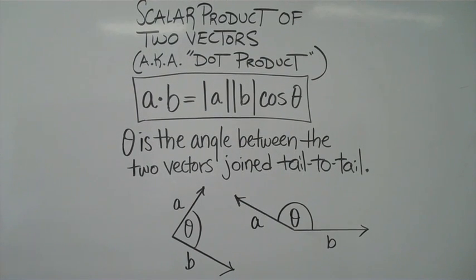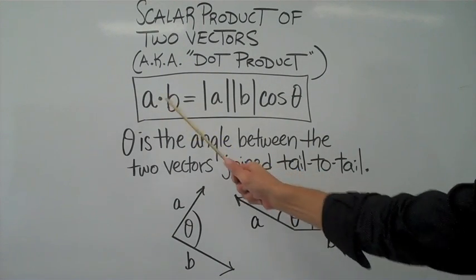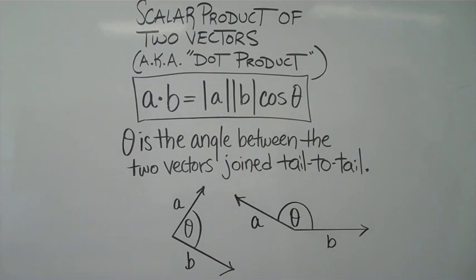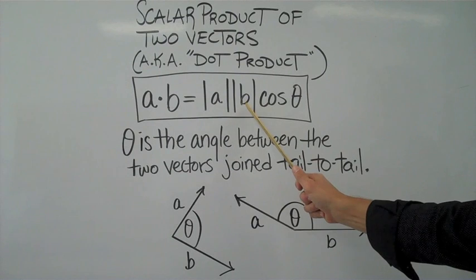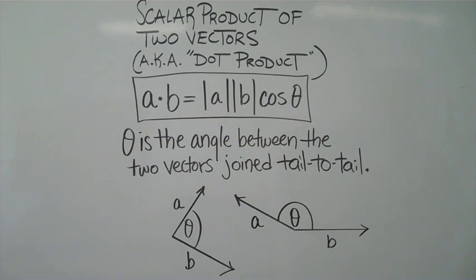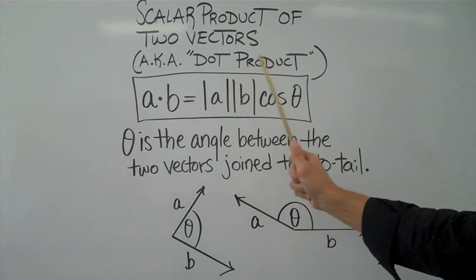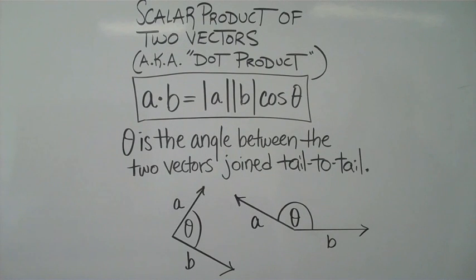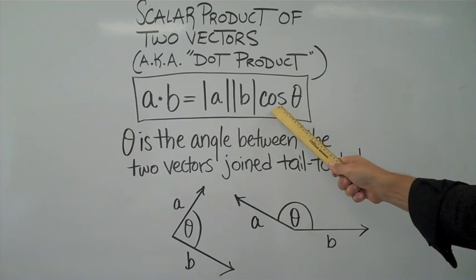The scalar product of two vectors is also known as the dot product. And what is it? A times B, vector A times vector B, is equal to the magnitude of A times the magnitude of B times cosine theta. Well, we know we can find the magnitude of A and the magnitude of B by using the Pythagorean theorem. We know what cosine is.